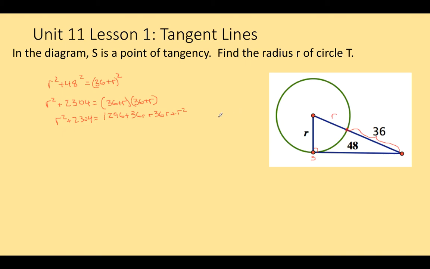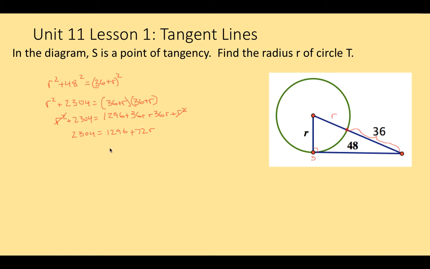Now, bad news is, looks like I've got a quadratic because I've got something squared. The good news is, if I subtract r squared from both sides, these actually just cancel out. And so it looked like it might be a quadratic because I had the squareds. Well, it turns out it's just a regular thing. So 2,304 is equal to 1,296, and then add these two like terms together and you have 72r. And that's actually just a pretty simple two-step equation.